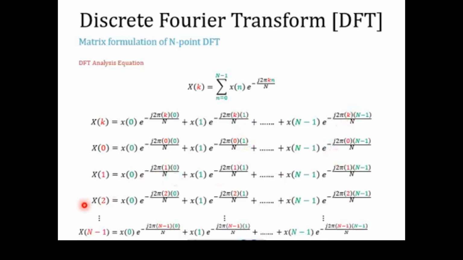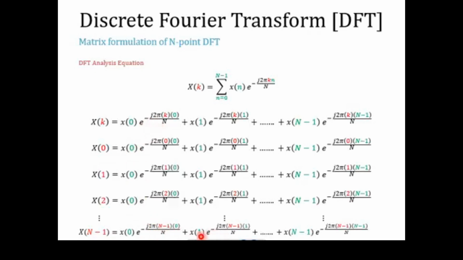Similarly, for the second harmonic, we have to replace k by 2. And for the nth harmonic, which will be the last component, whose index is n minus 1, because our calculations were started from the 0 index. So this was the first sample, this was the second sample, this was the third sample. So definitely the nth sample will be at n minus 1 index. So for the nth harmonic, we can simply replace k by n minus 1.